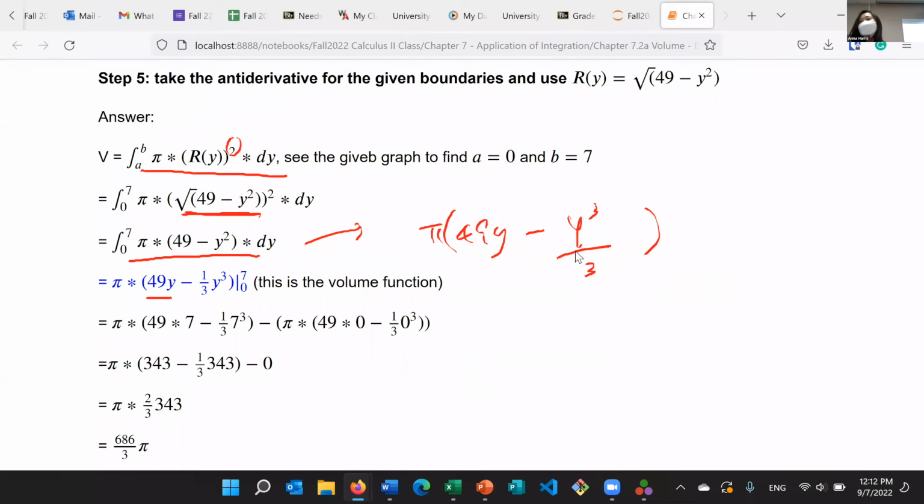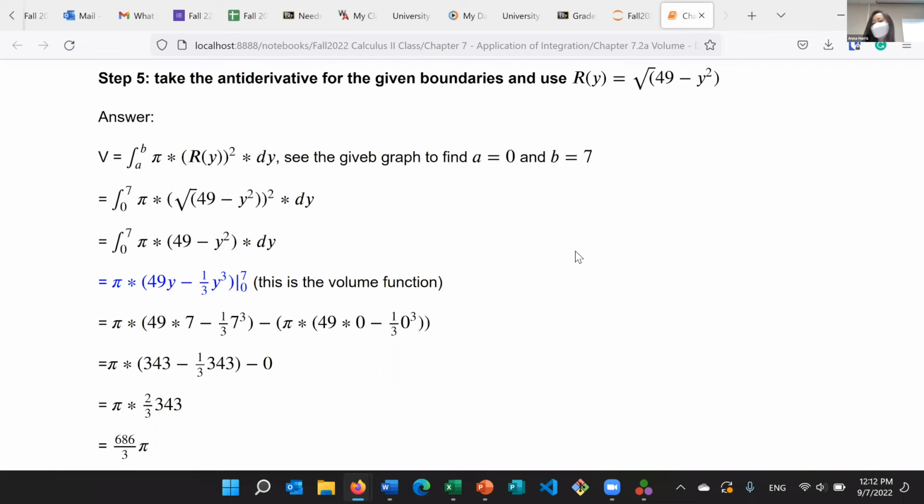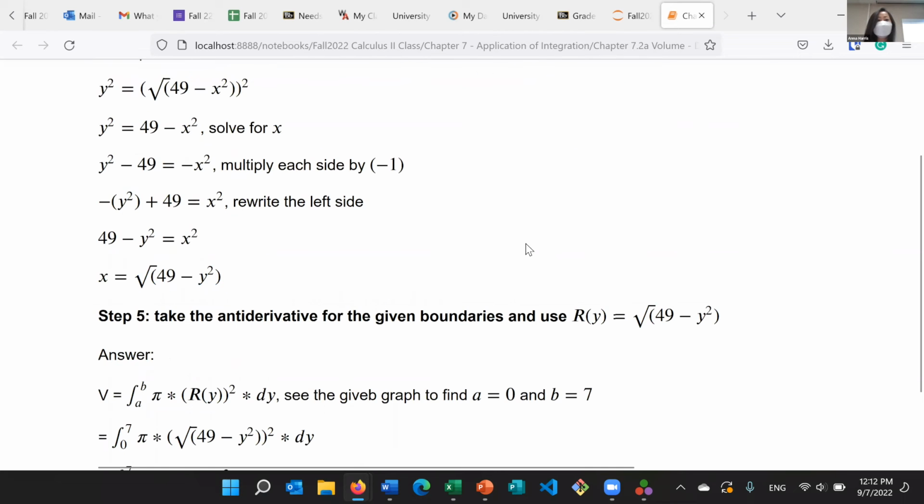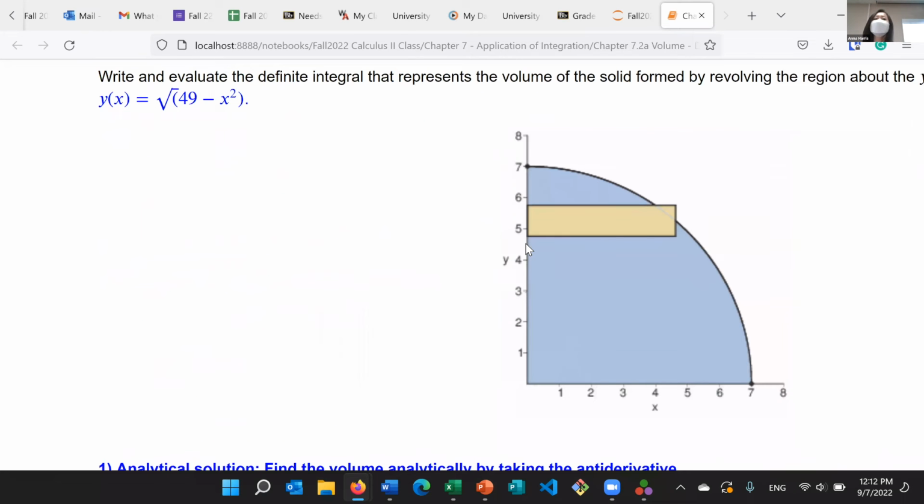Right? One more power, and then that power goes into the denominator. Now what do you do? I'm doing it from 7 to 0. Your upper limit is 7 and your lower limit is 0. Now how did you find that? Let's go back to the problem. Look at your problem. It actually gave you a picture. So you look at it. Your y starts at 0. Where does it end? 7. That's why your lower limit is 0 and your upper limit is 7. Are you with me, class? Okay.